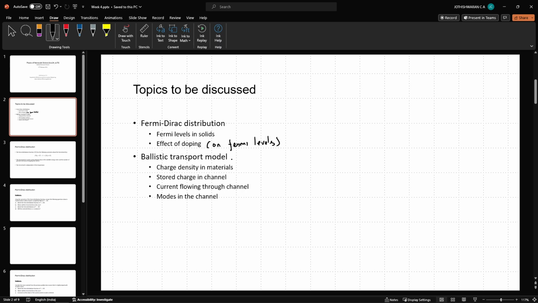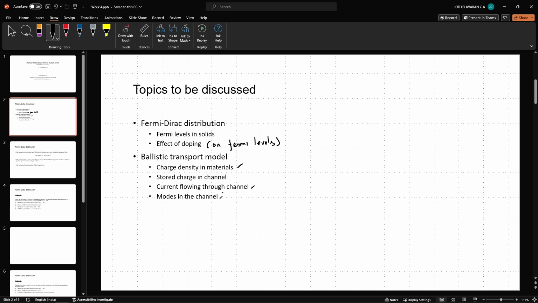After that we shall spend our time discussing the ballistic transport model. This is what is explained in the lectures as the generalized transport model. Here we shall look at how to define the charge density in materials. Essentially, this will give us the stored charge, and then we shall look at the current flowing through the channel, and we shall conclude today's session by discussing the notion of modes in a ballistic channel.